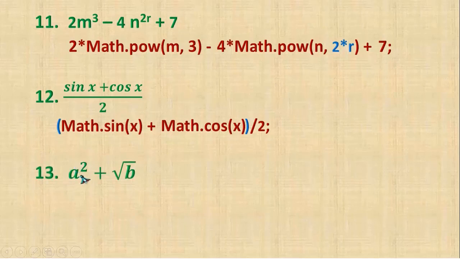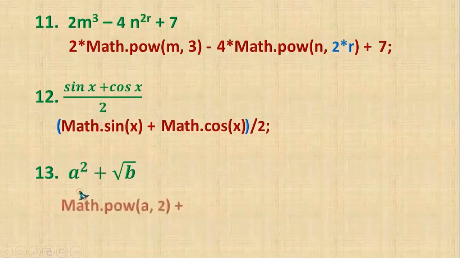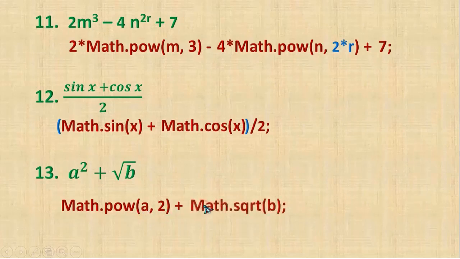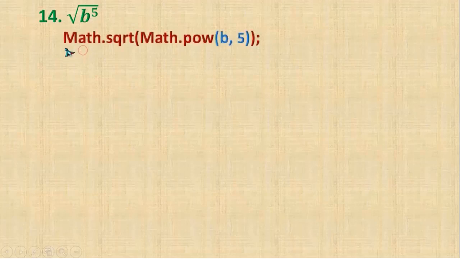The next, a squared plus root b. So a squared means you know power. Math.pow of a comma 2 plus Math.sqrt of b. Here square root of b to the power 5. So first it is square root, again inner there will be power. Math.sqrt of Math.pow of b comma 5.